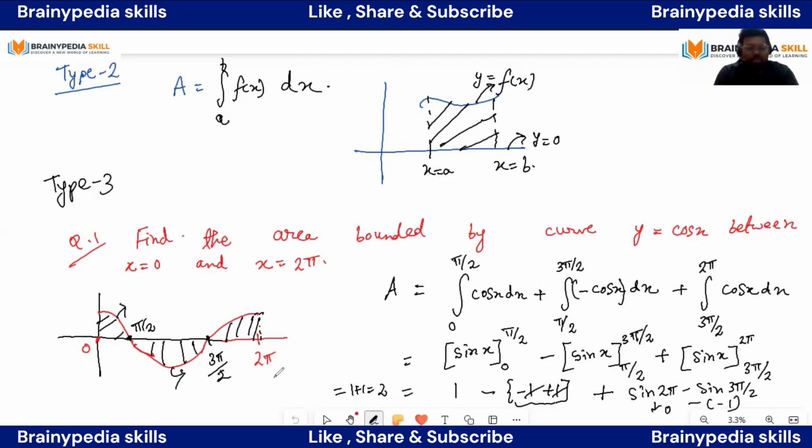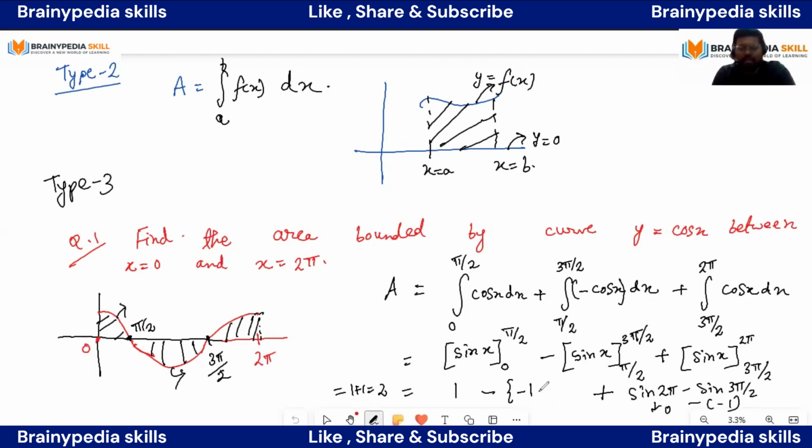Clear? One more thing I would like to introduce. Have I made the calculation correctly? Sin x at 3 pi by 2, I have taken, that is minus 1. That's correct. Minus of, okay, sorry guys, over here I made a mistake.